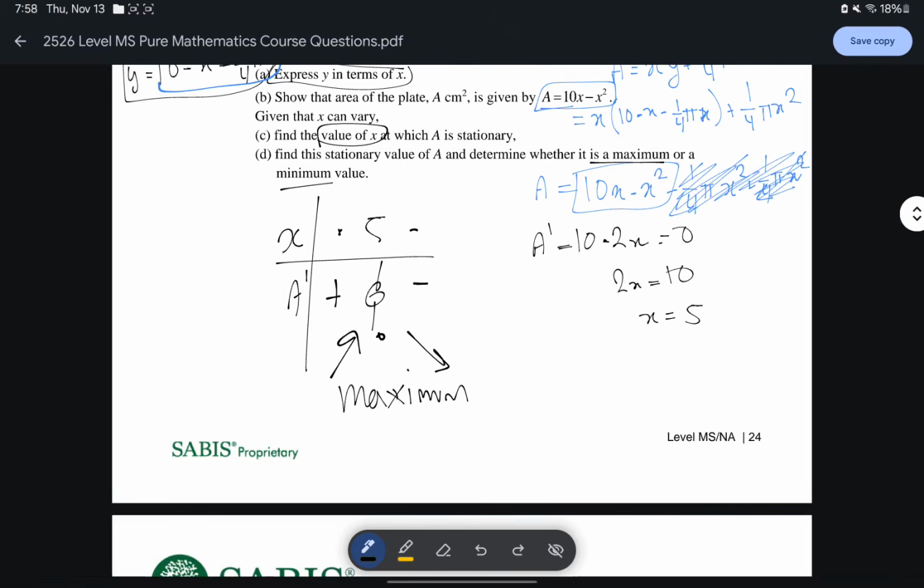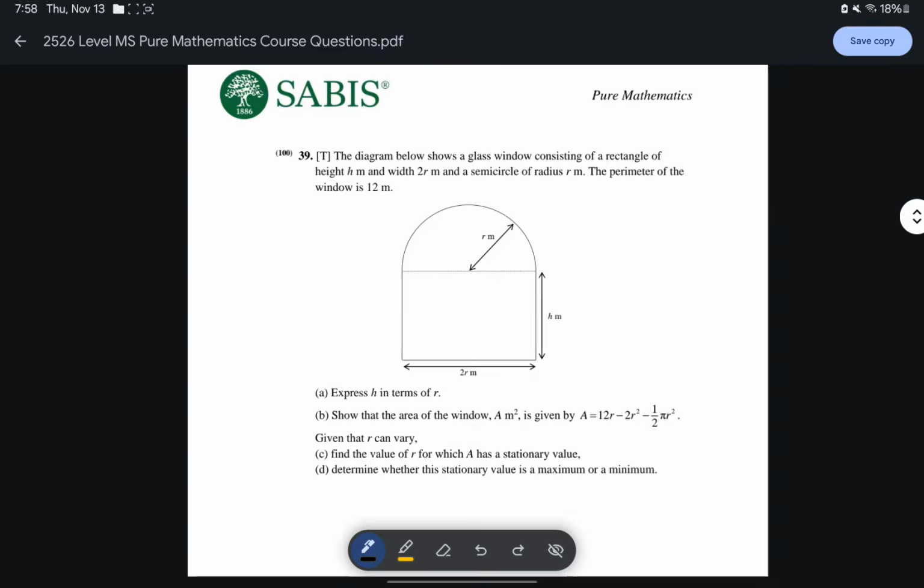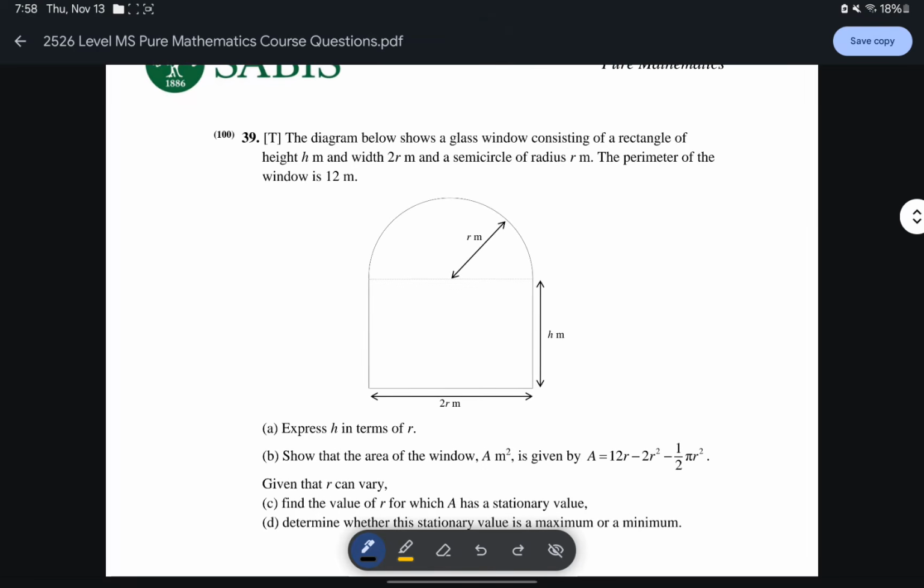Okay, so that's part D. Number 39, this is the last question. The diagram below shows a glass window consisting of a rectangle of height h and width 2r and a semicircle of radius r. The perimeter of the window is 12 meters. Part A, express the height in terms of r.